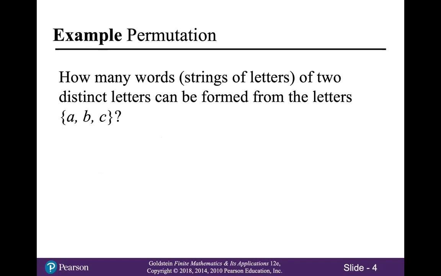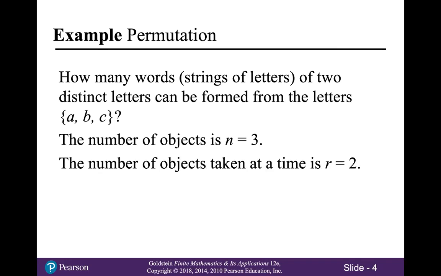So here's an example. How many words, and in this course, whenever we talk about words, we're just talking about strings of letters. They don't have to be real words. How many words of two distinct letters can be formed from the letters A, B, and C? So the number of objects is n, which is 3. The number of objects taken at a time is r, which is 2. So notice that in order for this to work, r has to be less than or equal to n. It can't be bigger than n.